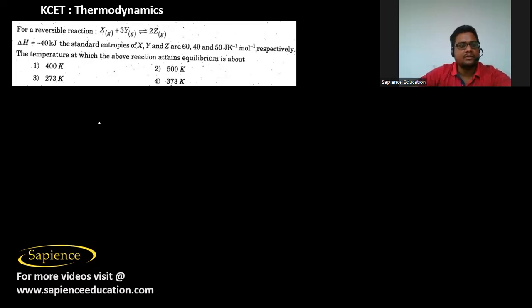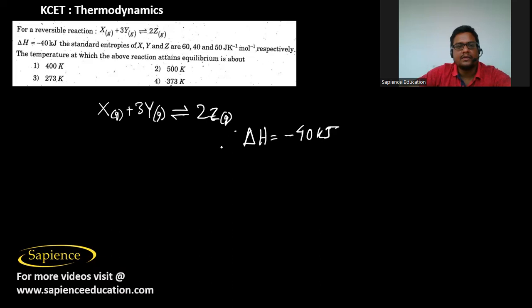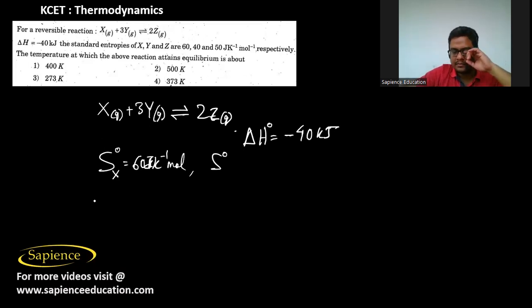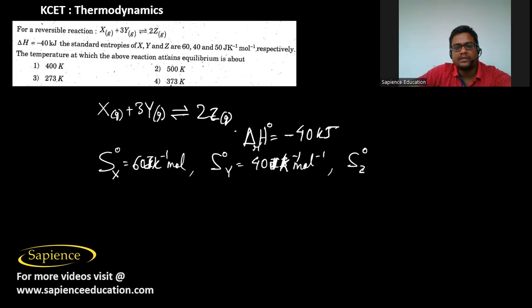Then here it is told that for a reversible reaction, X in the gaseous form plus 3Y in the gaseous form gives 2Z in the gaseous form. Here the change in enthalpy of this reaction is minus 40 kilojoule, and this is the standard enthalpy change of the reaction. The standard entropy for X is 60 joule per Kelvin per mole, for Y is 40 joule per Kelvin per mole, and for Z is also 50 joule per Kelvin per mole. Then the temperature at which the above reaction attains equilibrium is?